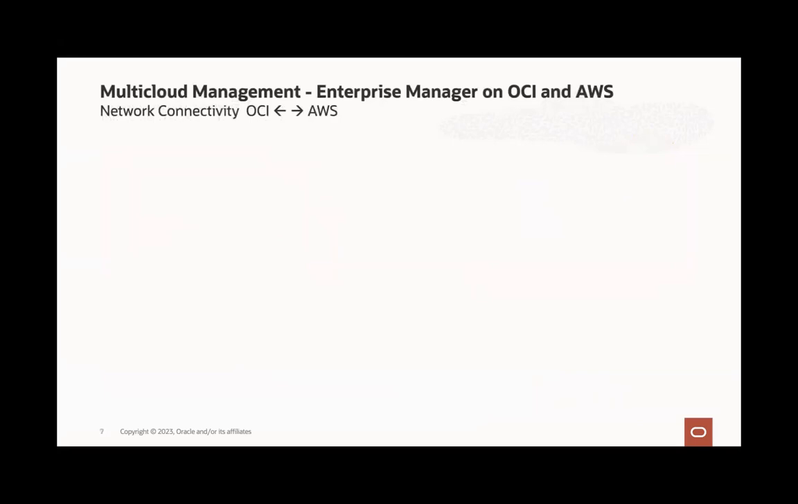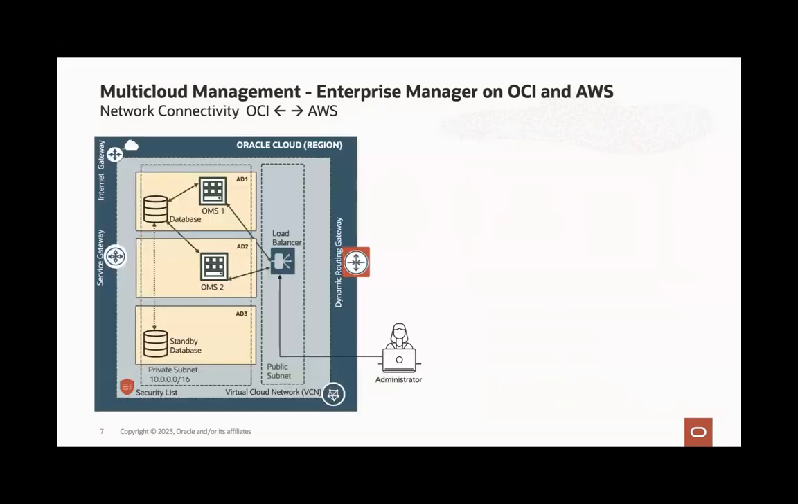So here, as business continues to embrace the cloud, many organizations are realizing the advantages of adopting multi-cloud architecture. In the multi-cloud architecture, let's review on how to create the network connectivity bridge between OCI and AWS in the context of Enterprise Manager. We have Enterprise Manager deployed on the OCI through the OCI Marketplace app.